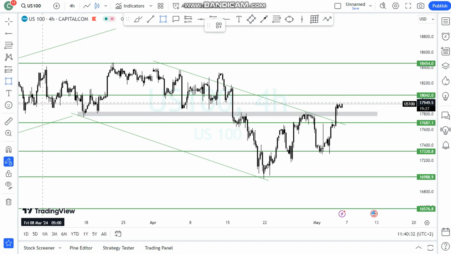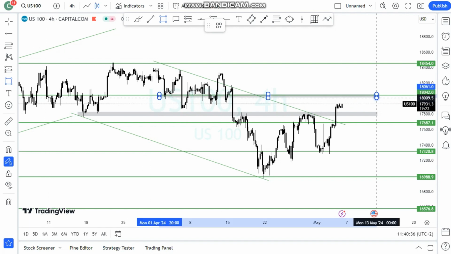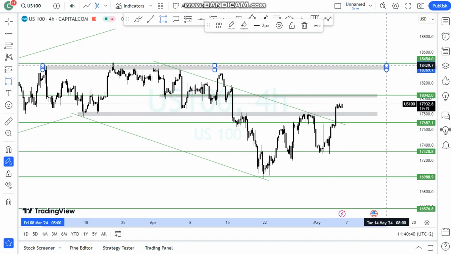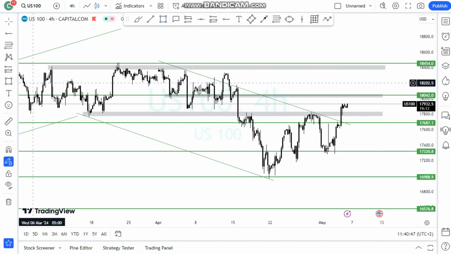So with this, I'm gonna mark my areas which I feel are important on the market. This one just broke, so let's look for the next one. Here's another one that the market might react to. Here we have this one. So if you're gonna swing this, then these are areas that you need to look at.